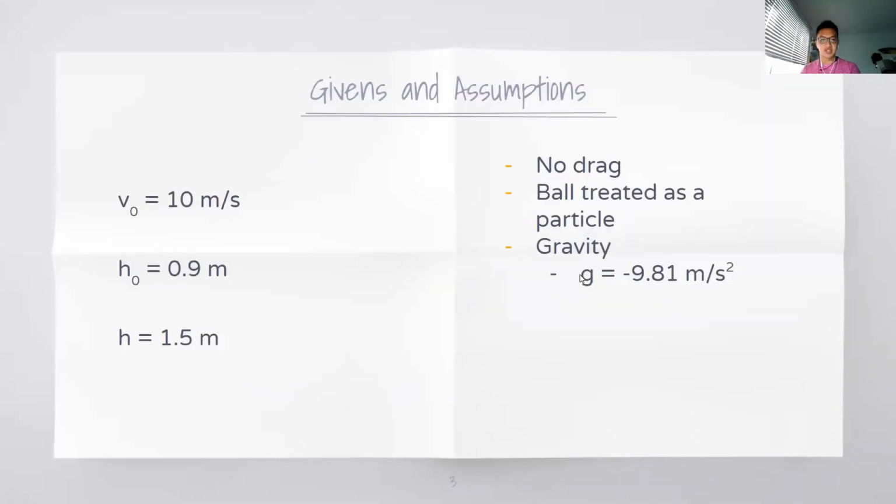So going through our givens and assumptions, we know that our initial velocity is 10 meters per second. Our original height is 0.9 meters, and our final height is 1.5 meters. And we're assuming that there is no drag and that energy is conserved here. And we're going to treat our ball like a particle, and we are assuming that gravity is 9.81 meters per second squared and going down.